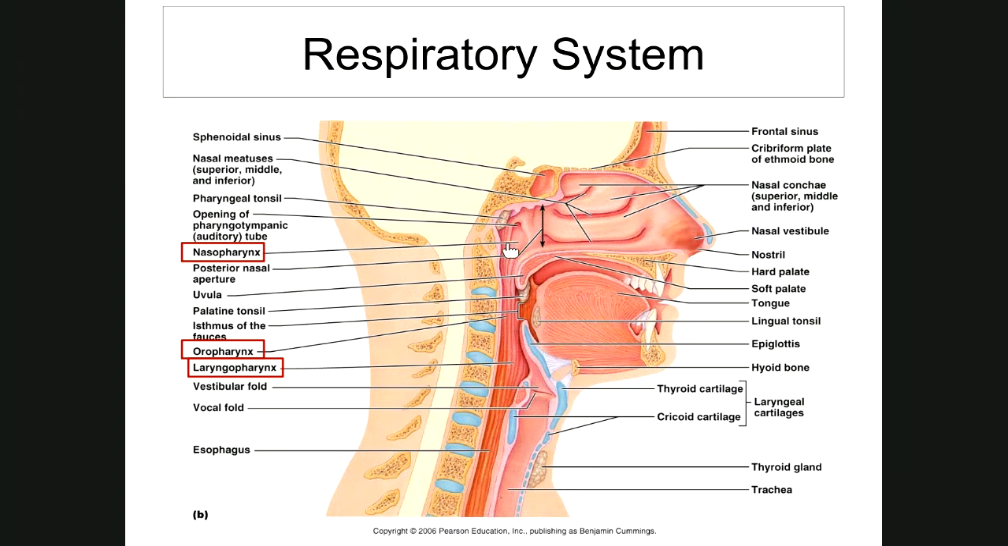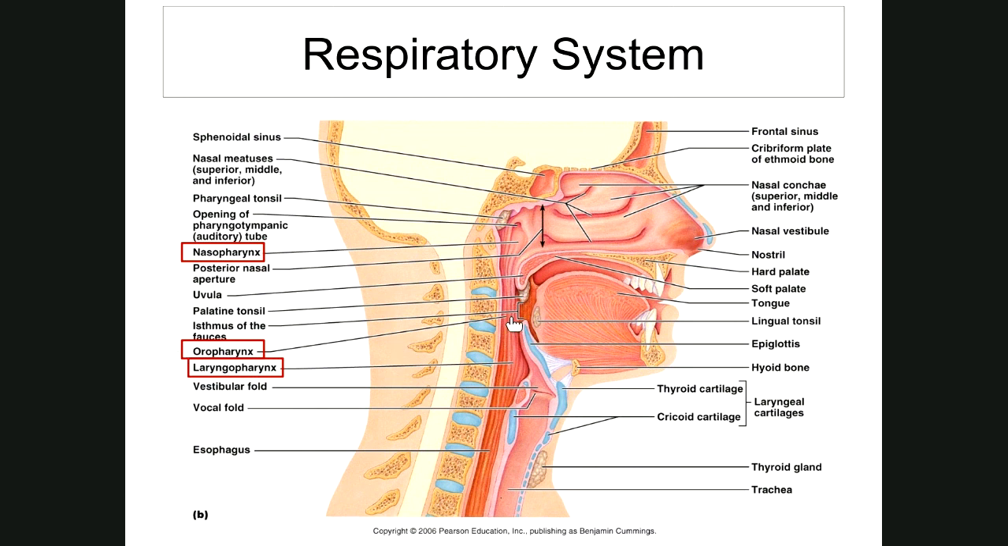You can see where I'm pointing now. This is a back tube here called the pharynx, and there are three areas of the pharynx, and they're named after the areas that join them. The nasal cavity here joins the back of the throat, and the area is called the nasopharynx. It's where the nasal cavity joins the back of the throat. Well, the oral cavity, where you ingest food, you chew it, and you drink liquids, they go into the back of the throat also. And where the oral cavity joins the throat is called the oropharynx.